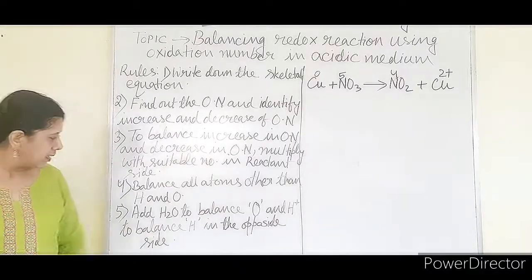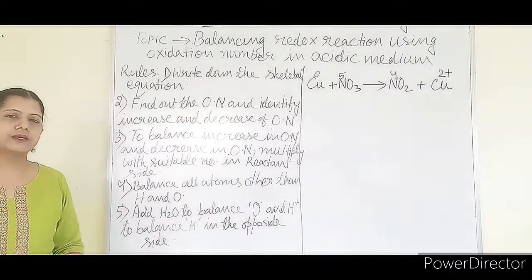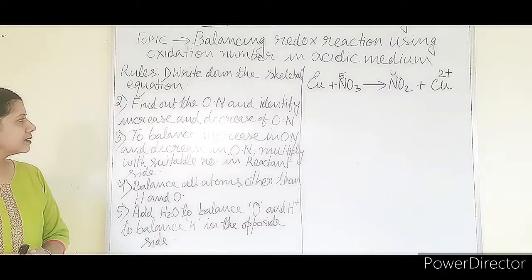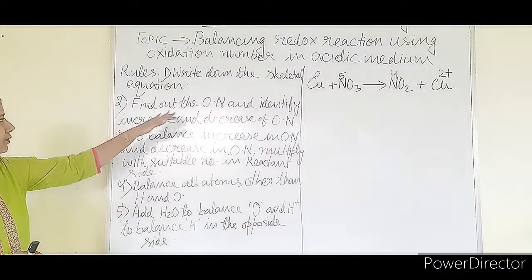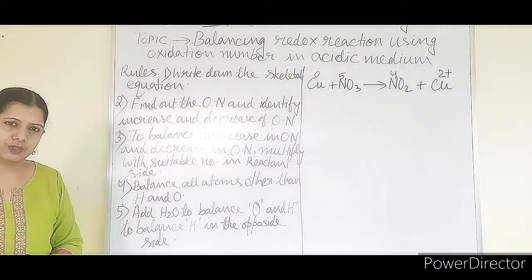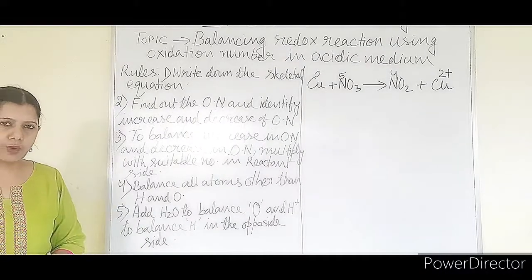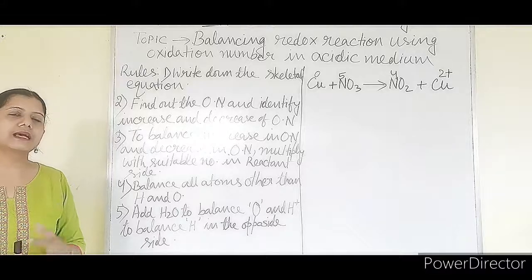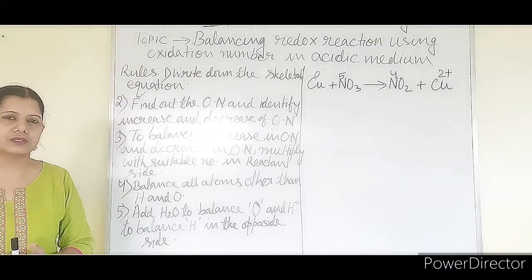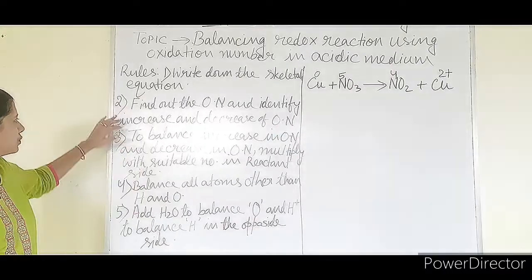be any mistake. So the first rule is, you write down the skeletal equation. Whatever you have to balance, write down that skeletal equation. Second point, you have to find out the oxidation number of each species present in the equation, and then from the reactant to the product that has been formed, find out how much increase or decrease in oxidation number has happened in a particular species.